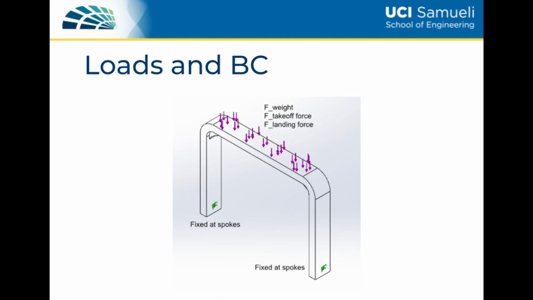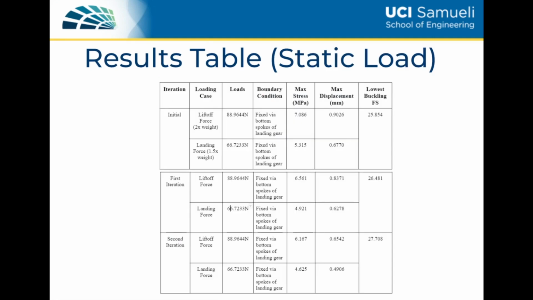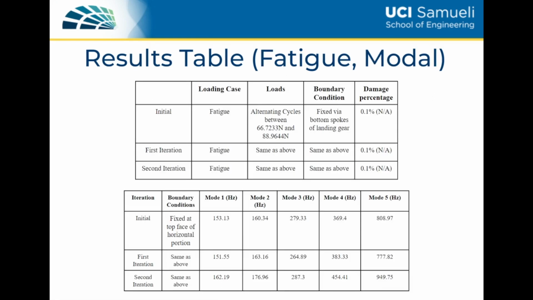The landing gear is fixed at the spokes, with the force of the weight, takeoff force, and landing force being applied to the top face. Max stress and max displacement were reduced by 15% from the initial to the second iteration, with the lowest buckling factor of safety being increased by a value of 2. Fatigue and modal results indicated that there weren't significant changes, though it is worth noting that vibrations will have to be noted in order to avoid potential damage from resonant frequencies.